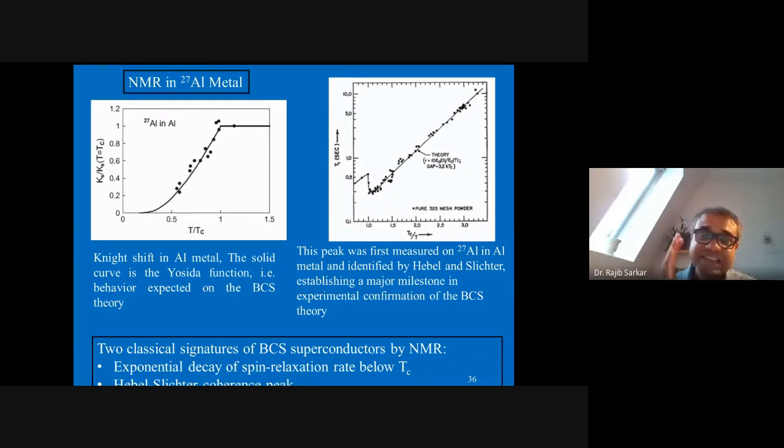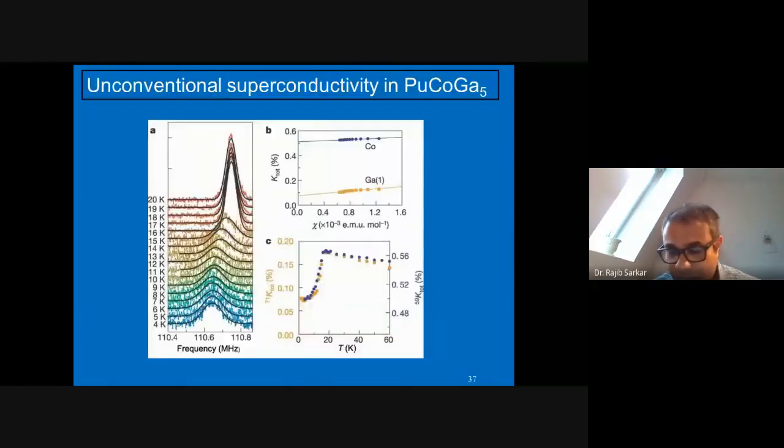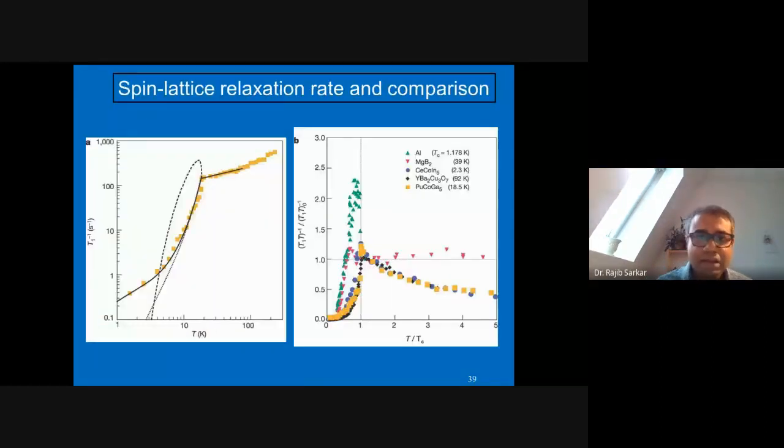So that is the starting point for really making a go-ahead situation with this NMR. I just want to tell you, for example, what the relaxation rate looks like, from one conventional superconductor to an unconventional superconductor. Like you see in the left plot, this is the spin lattice relaxation rate as a function of temperature.